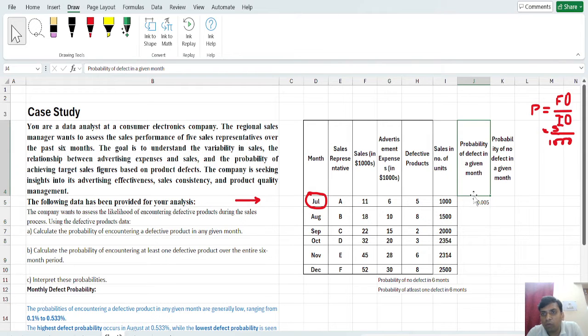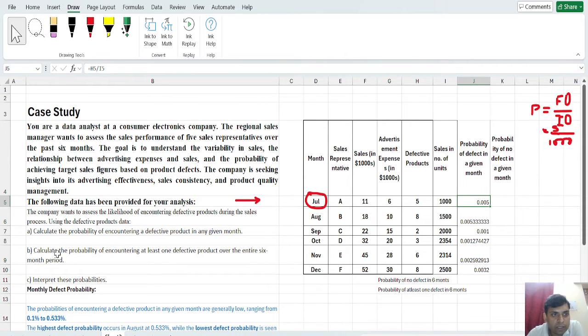Now we will click on this block to find the defective probability in other months. We will click on this and double click on this plus symbol. So you will see all these values. These are the probabilities of defective product in different months.